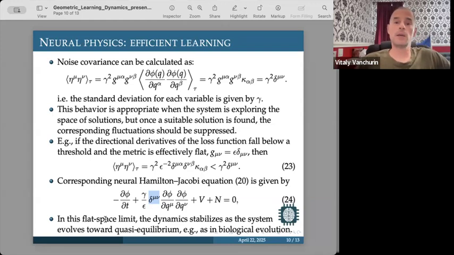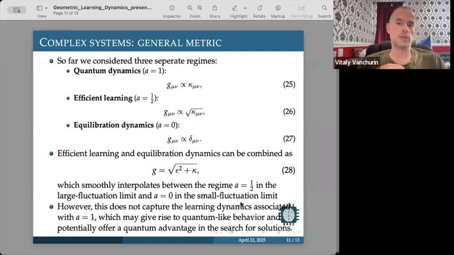But if you are far away, it's better to first start with a equals 1/2, and then only later, once you get closer and your fluctuations are decreased, switch to a equals zero. Okay, so now let's try to study the complex systems, and first summarize what we have.